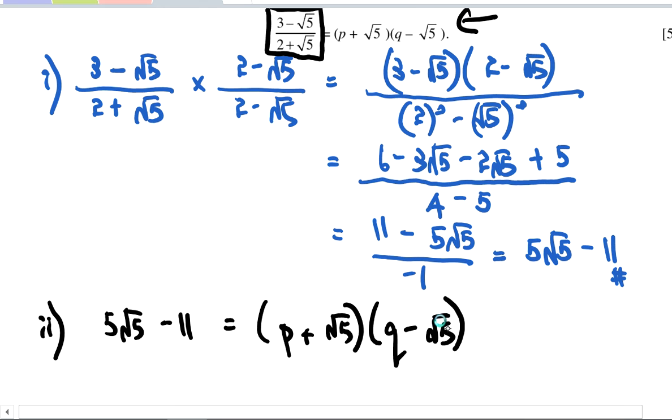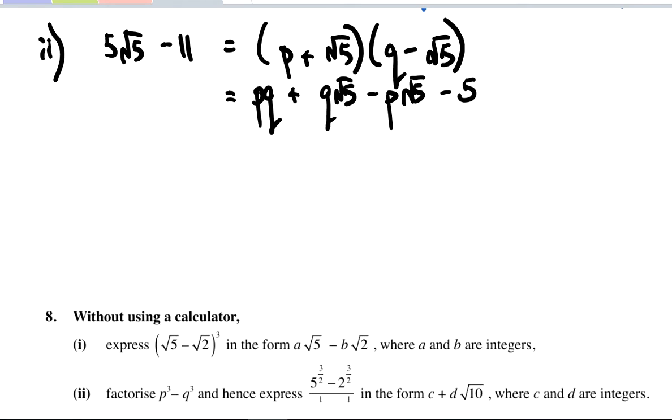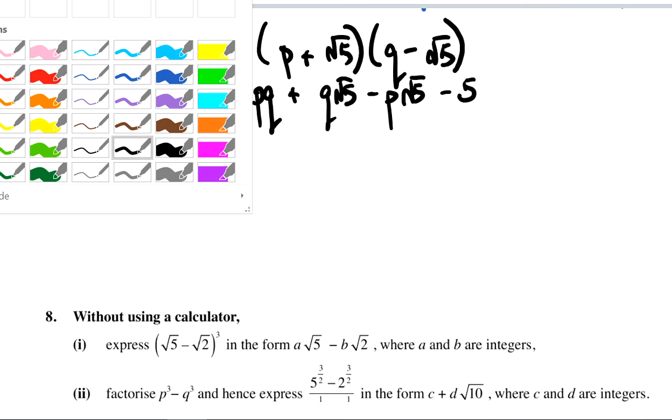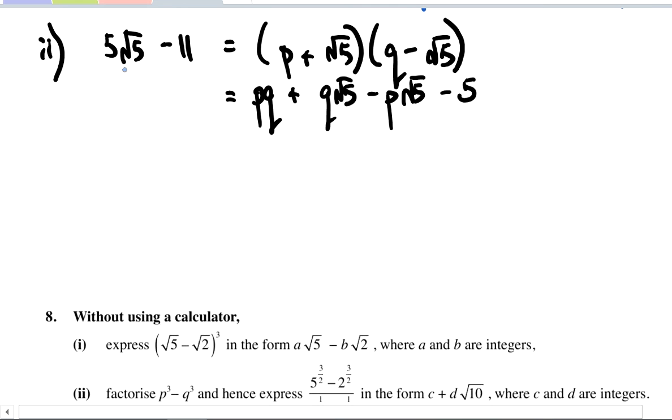Now we are stuck. Anyone? Simultaneous. Ming Xue, what gave you the idea of simultaneous? Can you share with us? You derive two equations from this thing. What are the two equations? P Q minus 5 equals negative 11. Why do you say that? The constant on the right side equals the constant on the left side. Very good. I like what Ming Xue just said.